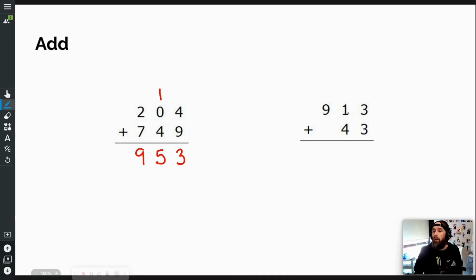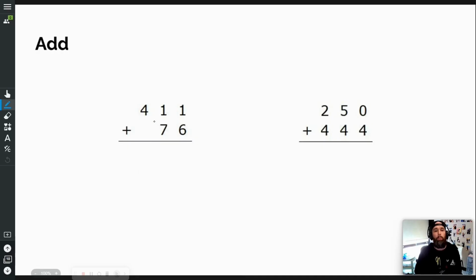Now we have 913 plus 43. So start all the way to the right. 3 plus 3 is 6. 1 plus 4 is 5. 9 plus nothing is 9. So 913 plus 43 is 956.